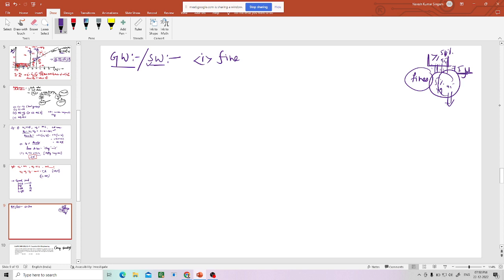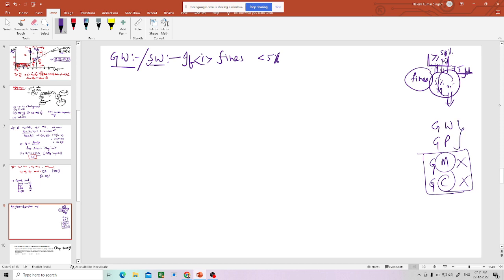After finding the percentage of the fines in the total sample, first point: if fines are less than 5%, you neglect it. You are thinking there are no fines. In that case, what about GW, GP, and G silt, G clay? Fines are majorly silt or clay. So when fines are less than 5%, people take it as negligible, then they don't call it silty gravel or clay gravel. They eliminate these two because the fines are very less. So it might fall only in between well graded or poorly graded.